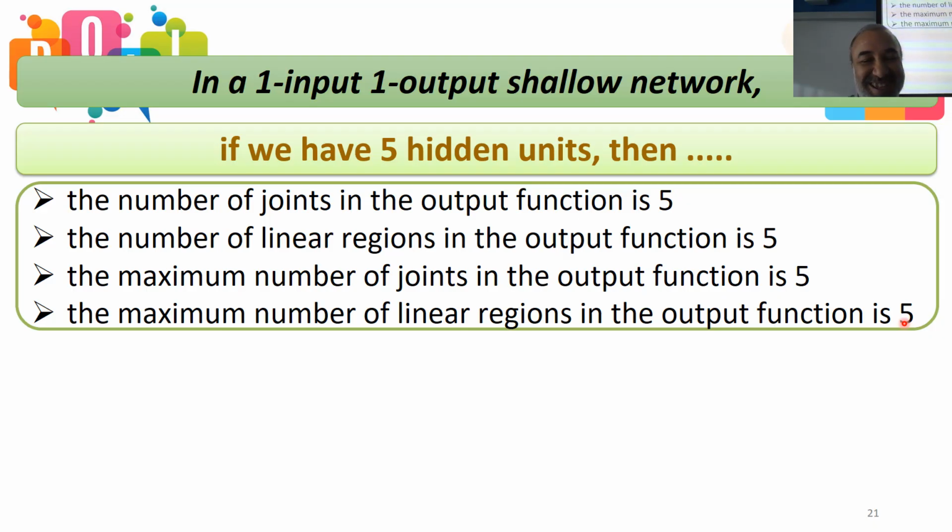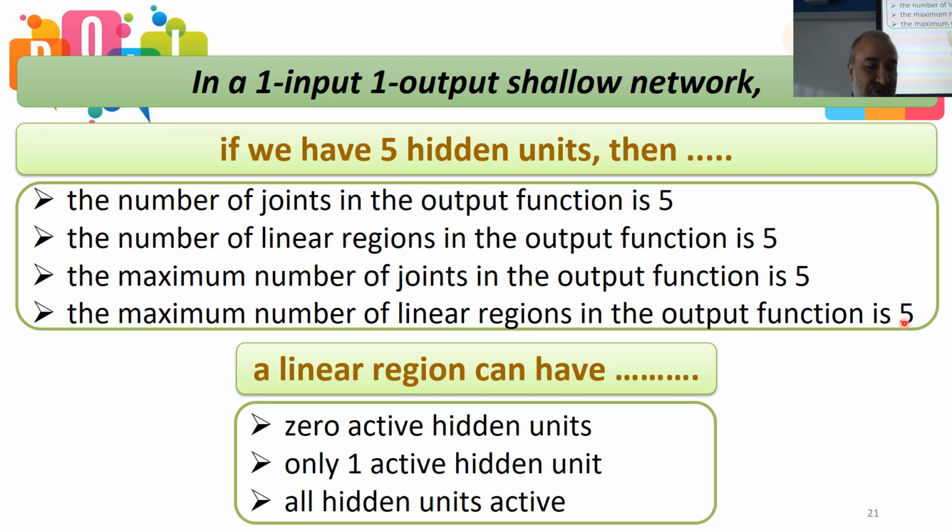Okay. Another question. A linear region can have 0 active hidden units, only 1 active hidden unit, or all hidden units active. Are all of them correct? So we can have 0 active hidden units in one region. Can we have 1 only? It can happen. Can it happen that all of them are active? Yes, so all of them are correct. Very good.